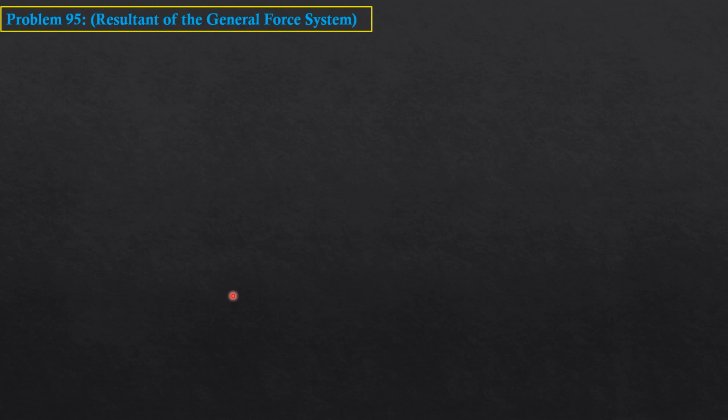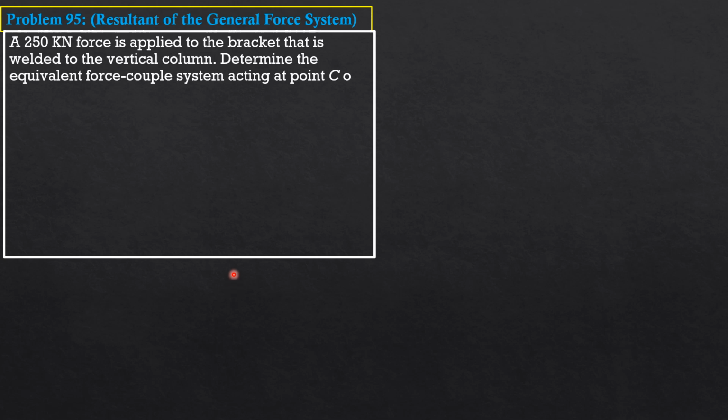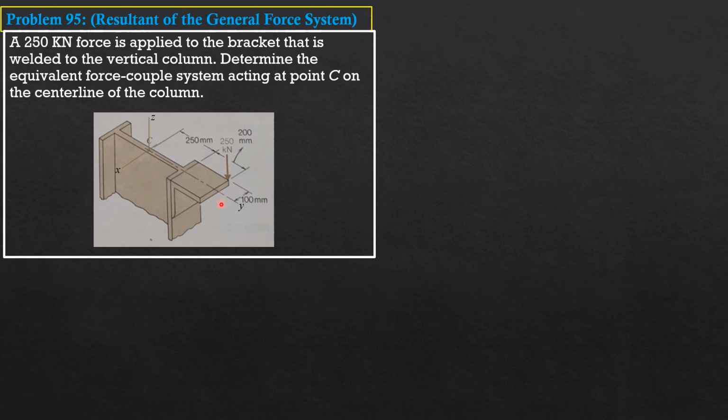Example 95, resultant of the general force system. A 250 kilonewton force is applied to the bracket that is welded to the vertical column. Determine the equivalent force-couple system acting at point C on the center line of the column. Since there is only one force, downward, the equivalent force is now applied at C. So it is also 250 kilonewton downward, and in vector form, it is negative 250 k kilonewtons. So R sub C is negative 250 k kilonewtons.